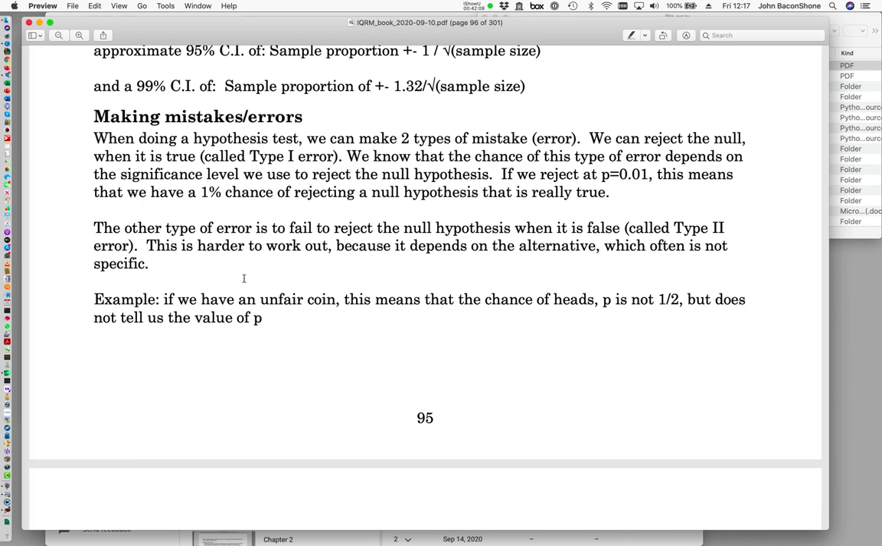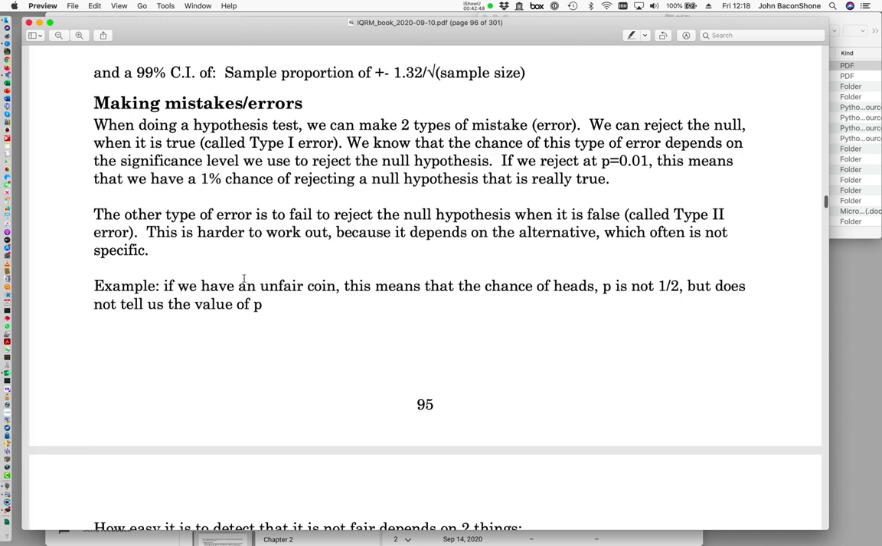The other type of error is to fail to reject the null hypothesis when it's false. This is what we call a type 2 error. This is harder to work out in general because it depends on the alternative, and in our case we have an alternative which is often not specific. So if our alternative is that the coin is unfair, that's a very general hypothesis. We don't know how unfair it is. So if we have an unfair coin, this means that the chance of heads is not a half, but it doesn't tell us what that value of P actually is.